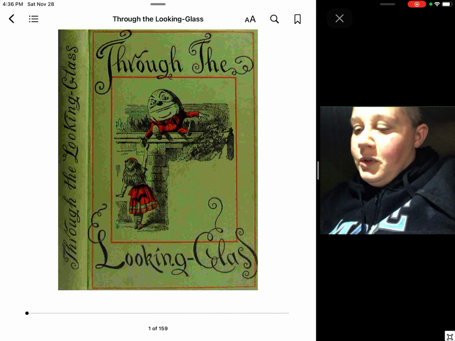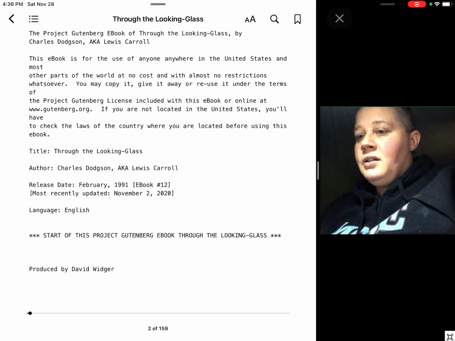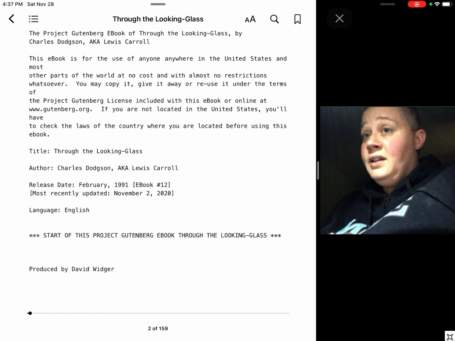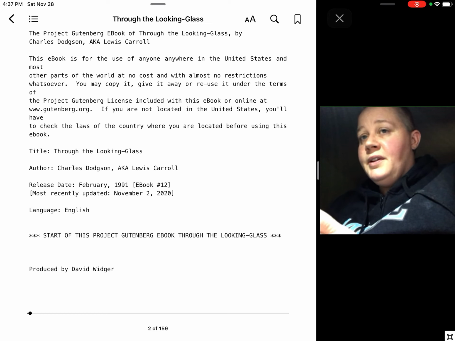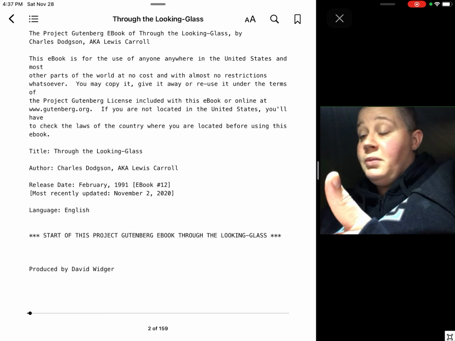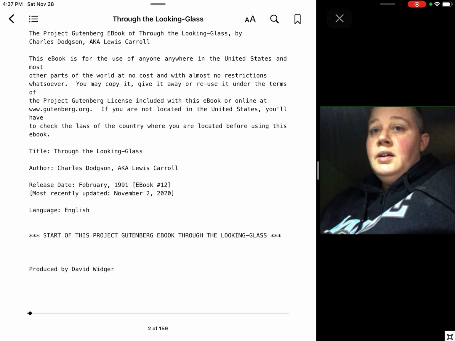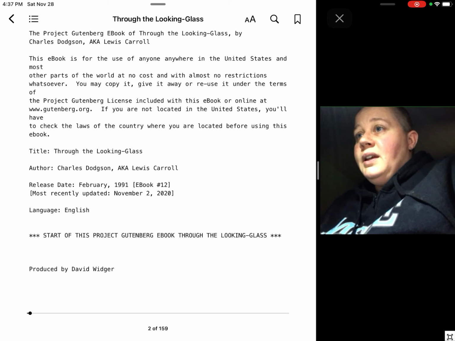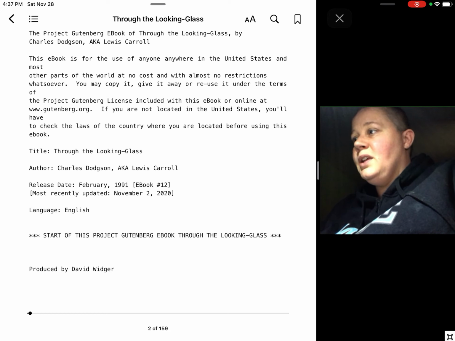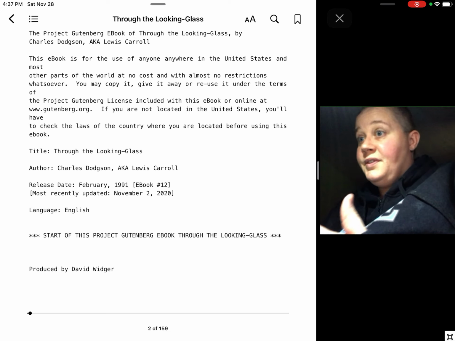So Project Gutenberg is an organization that takes books that are in the public domain, so books that have their copyrights basically expired, and they go through it, they edit it up, and they produce versions of the book that anyone in the United States or in most other parts of the world can use with no cost, no restrictions, basically.